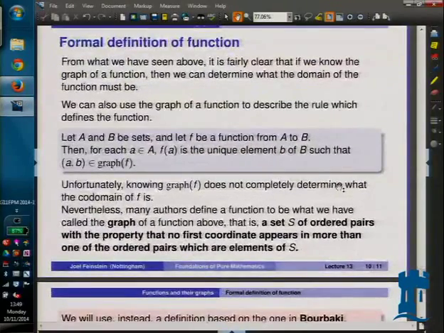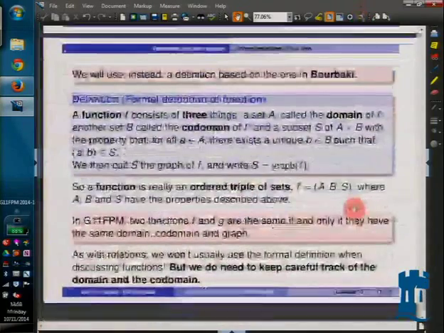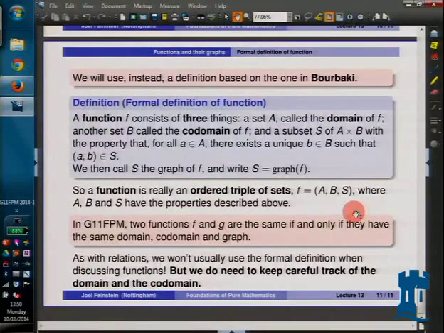So what's the formal definition of a function? Not very useful to us, but I'll tell you what our formal definition of a function is. You see, if you know the graph of a function, you can figure out what the rule is. The rule will tell you the graph, and the graph will tell you the rule. And in the formal pure maths approach, which we're hardly ever going to use, a function is actually made up of three things.